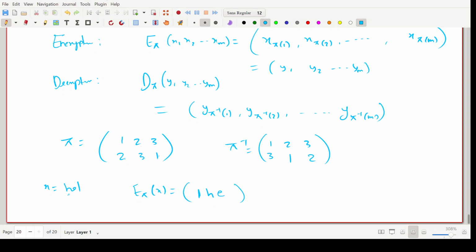For decryption, I just again have to take the inverse. 1 goes to 3, so the first variable will go to last, so L will be at the last. Second goes to first, and third goes to second. So I got my plain text when I apply the decryption. Correct?